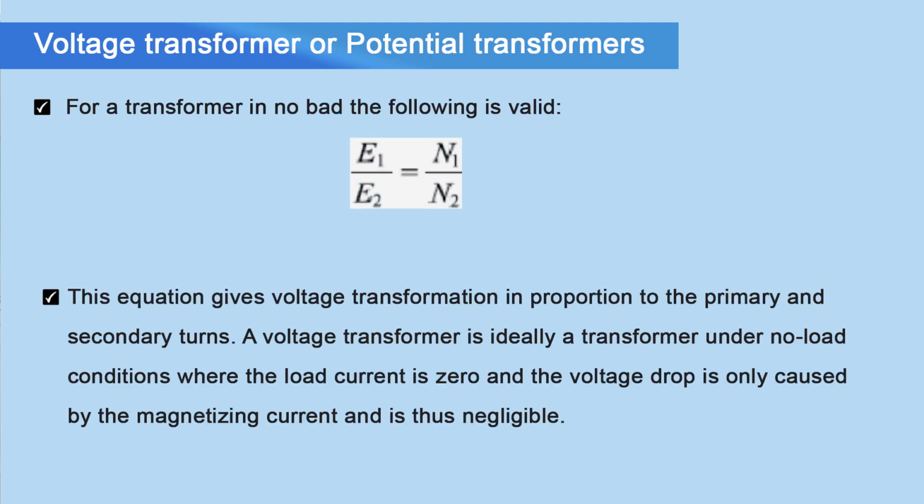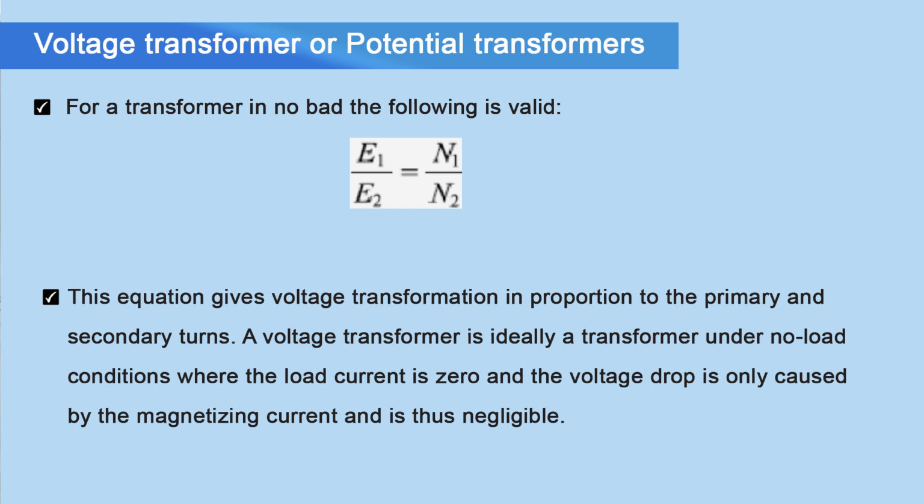Now, for a transformer in no load, the following is valid. So, the equation gives the voltage transformation in proportion to the primary and secondary turns. So in case of a voltage transformer, the voltage is directly proportional to the number of turns.